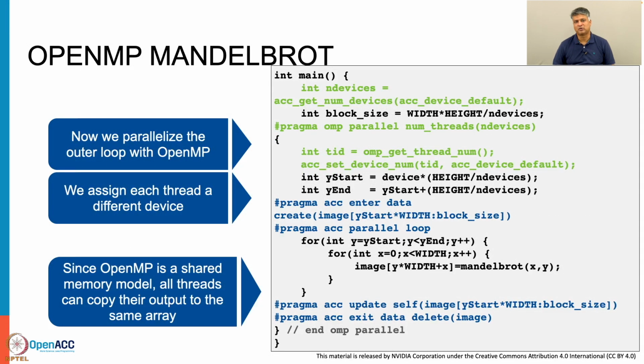If you look at the Mandelbrot set now, first we parallelize over the outer loop with OpenMP. We assign each thread to a different device. And then since OpenMP is a shared memory model, all threads can copy their output immediately to the same array without any issues.